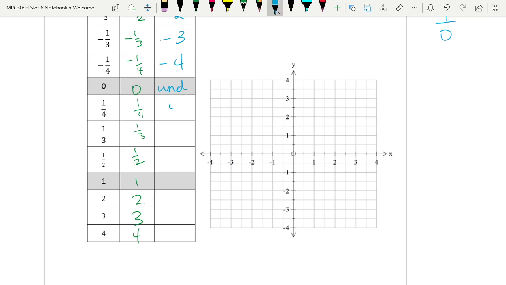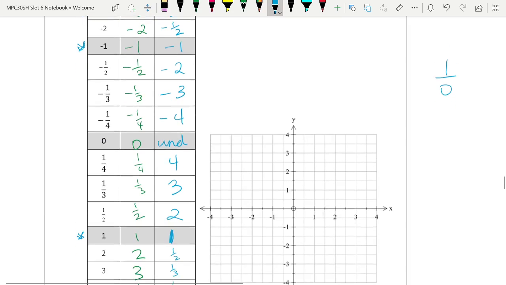So the reciprocal of 1/4 is 4, the reciprocal of 1/3 is 3, the reciprocal of 1/2 is 2, the reciprocal of 1 is itself, again, my other invariant point. And the reciprocal of 2 is 1/2, the reciprocal of 3 is 1/3, the reciprocal of 4 is 1/4. I think I'm ready to graph.